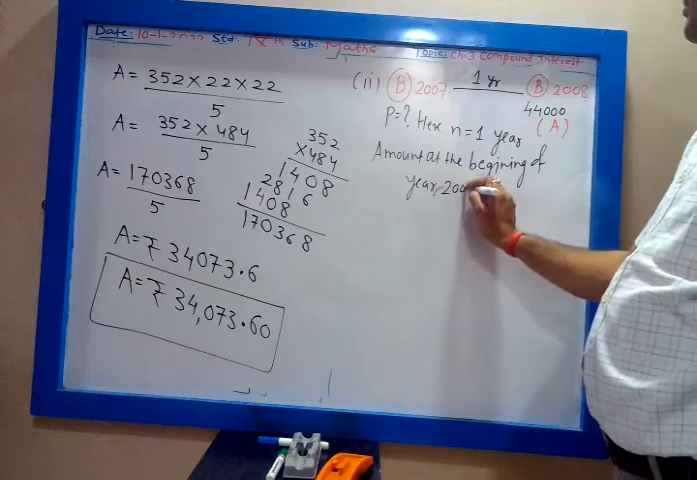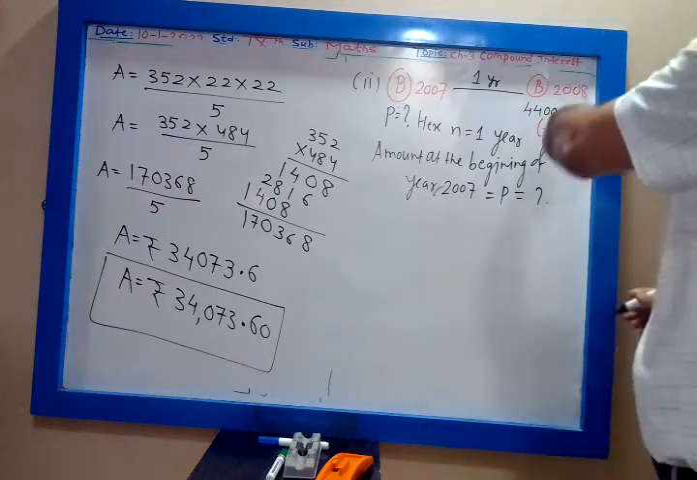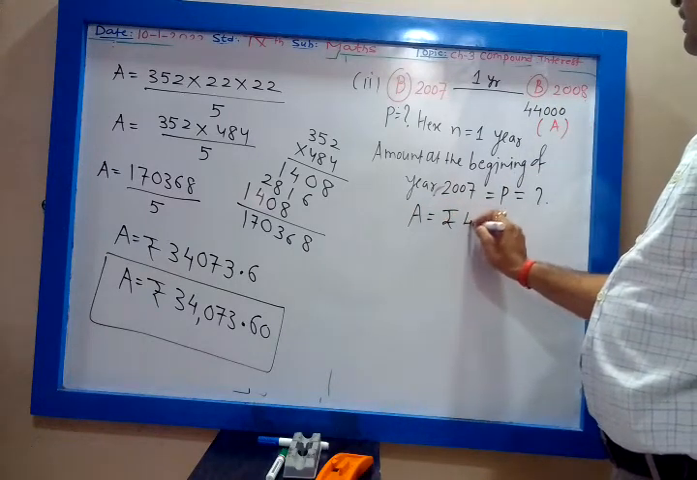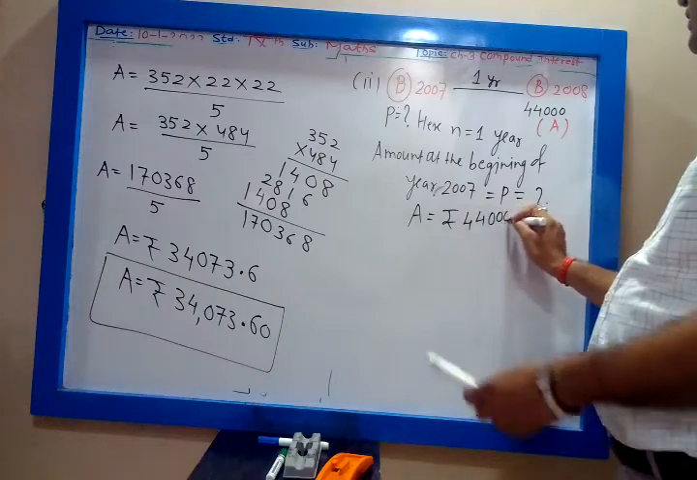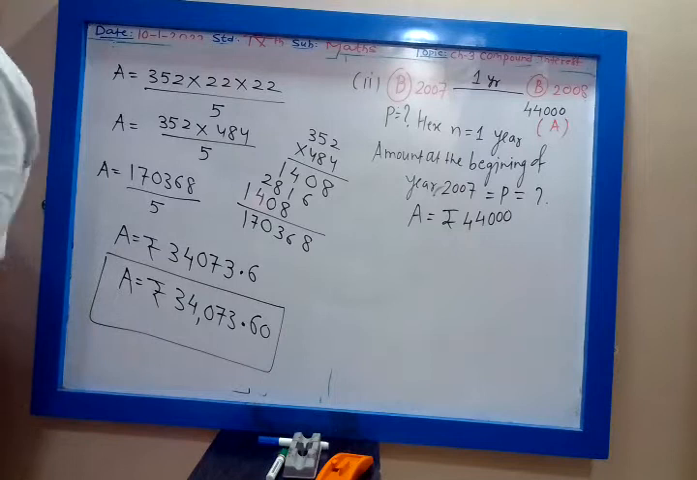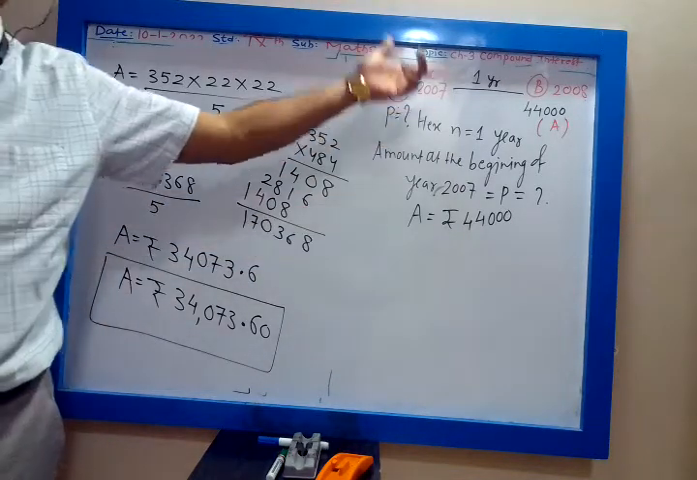Amount at the beginning of year 2007 is my principal amount, which we have to find. And now this amount will be my accumulated amount. Does anybody have any doubt? Try to understand. There is nothing in this question. Only 1 year before, so for current year 2008, this will become the accumulated amount.